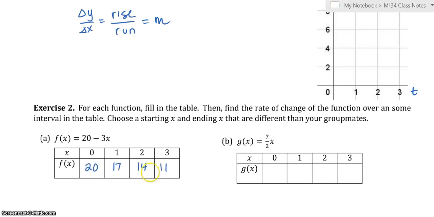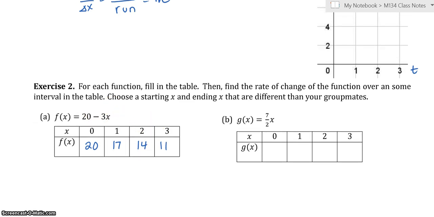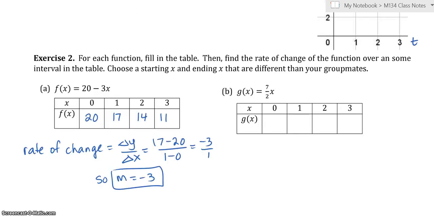So here's my chart for part A. Plug in a 0, a 1, a 2, and a 3. Which 2 points should I pick? I'll just pick the first 2 for easiness. So I picked the first 2. I did the change of the y, 17 minus 20, over the change of the x, and I got negative 3.